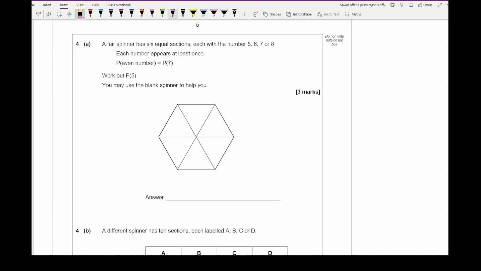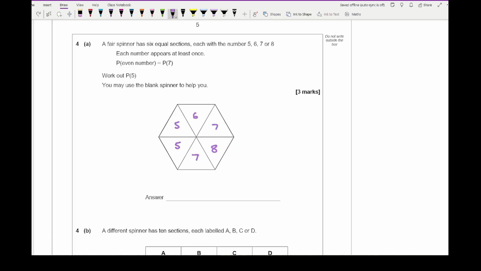So for this, what we need to do is fill in this spinner. So we know that we've definitely got one of each number. So 5, 6, 7, 8. We know that the number of 7s must equal the number of even numbers. So if I've got 2, at the minimum I've got 2 even numbers, so I must have at least another 7. And therefore I must have another 5 because I can't have another even number. So my spinner must be this.